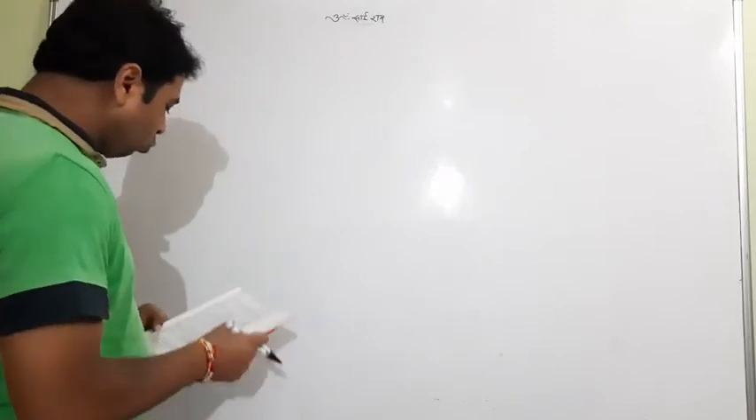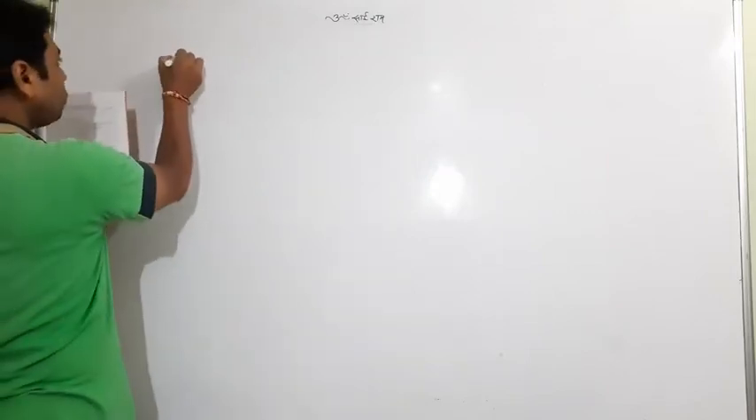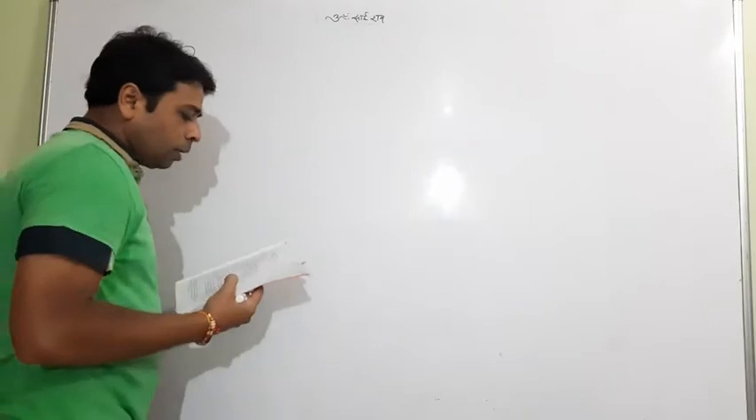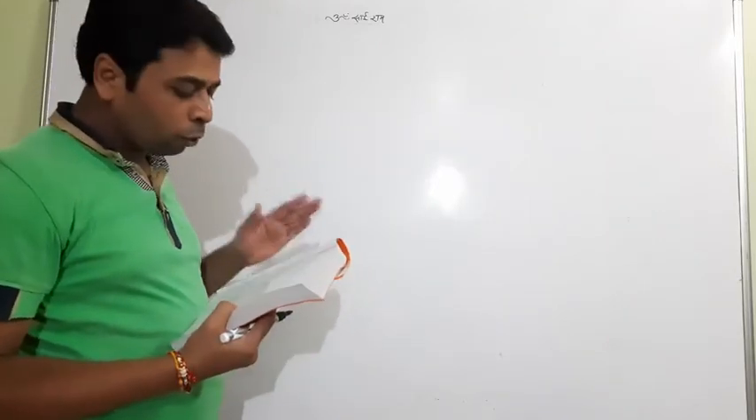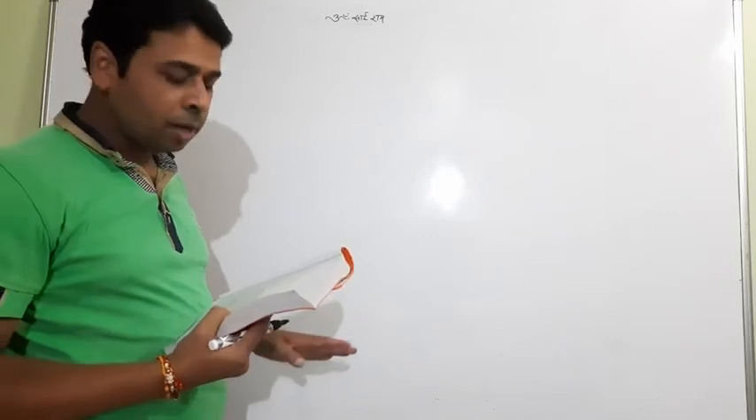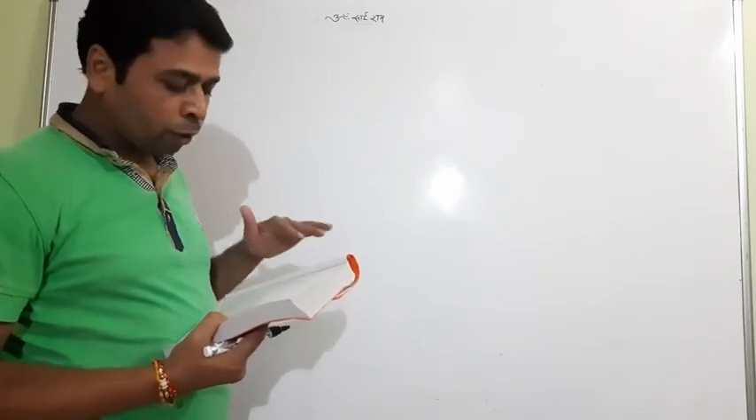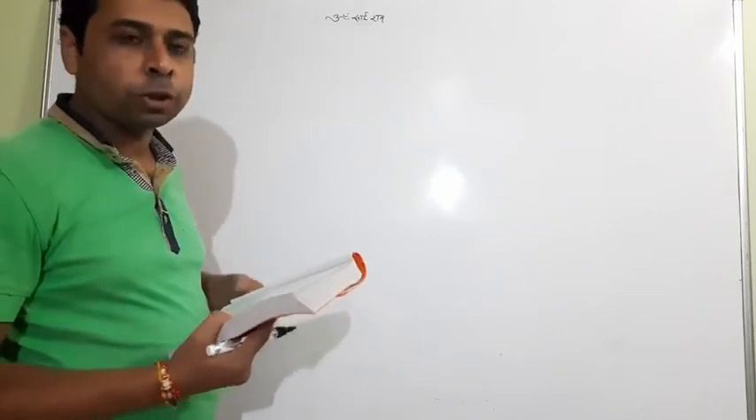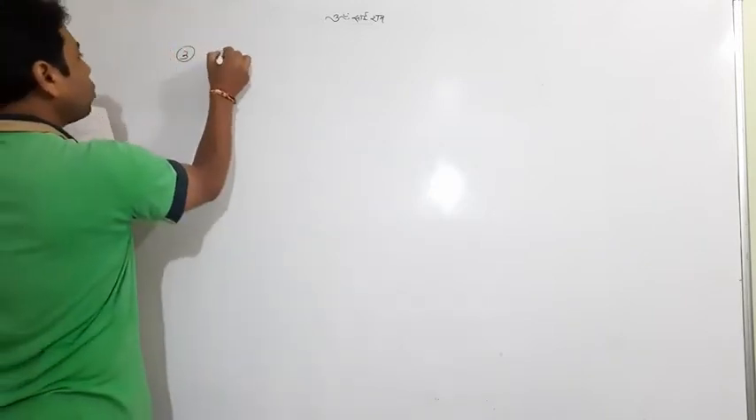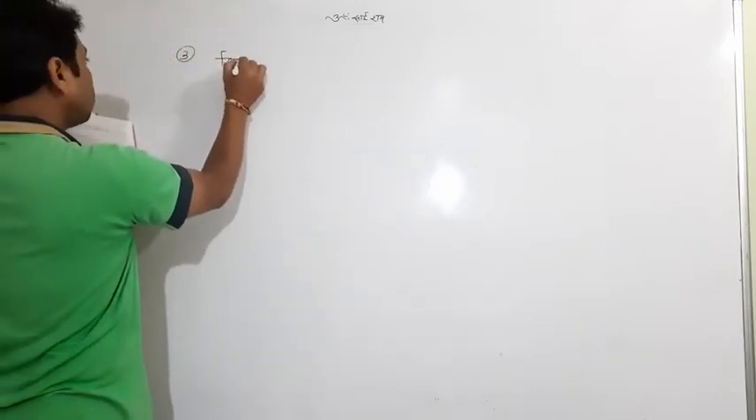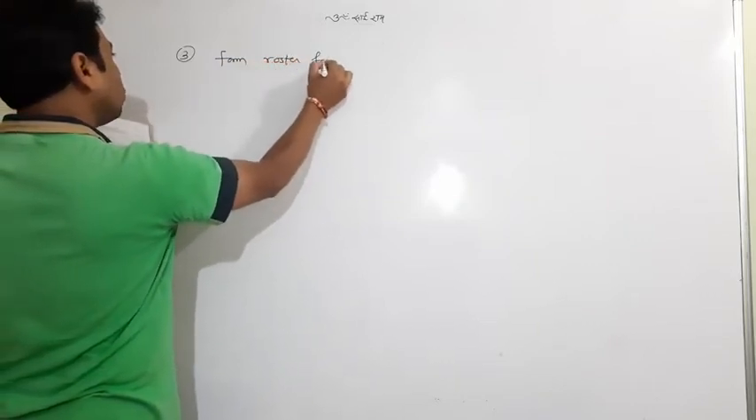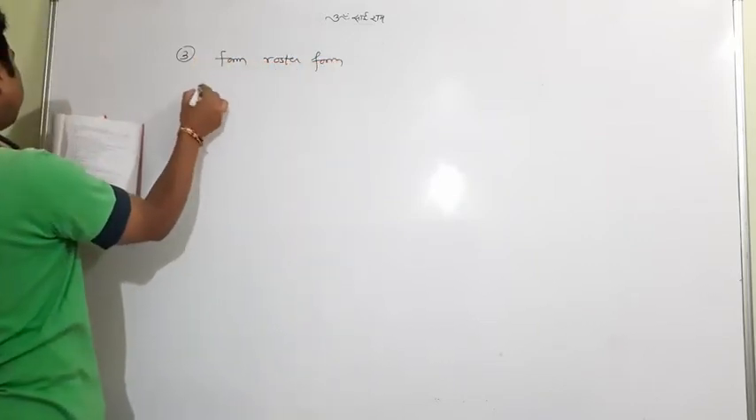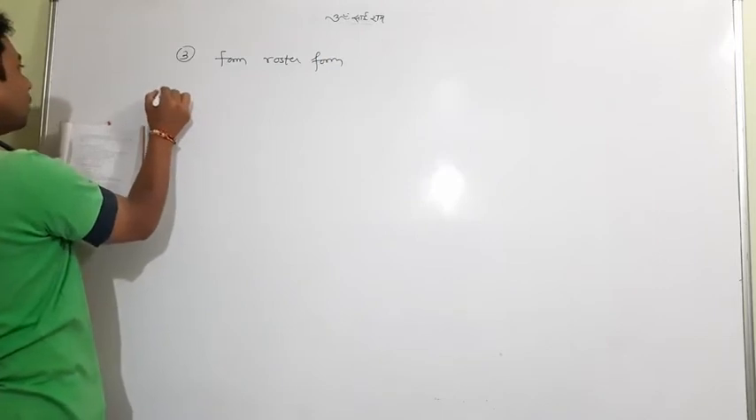So let me do question number 3. In this question we have 6 parts, and all of them are sets in set-builder form. You have to convert them into tabular or roster form. So you have to prepare the roster form. This is the question. So how to make the answer?